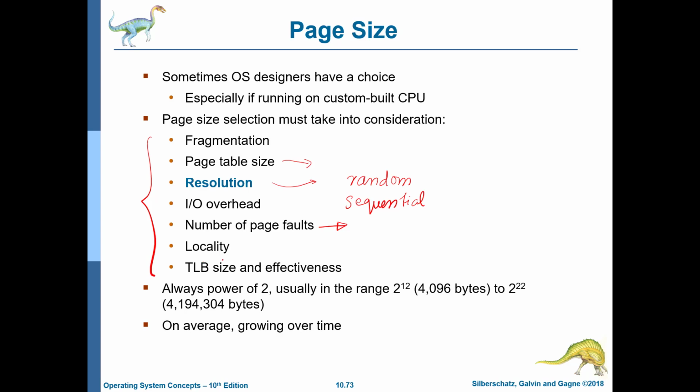In this context, locality is important, particularly as we have seen in the context of NUMA processors. And then TLB size and effectiveness, which we will see in the next slide. What you have seen up till now is that all page sizes should be some power of 2, so that is required. On average, page sizes are growing with time, but 4 KB seems to be standardized. It's just that modern processors provide many options for having larger pages.